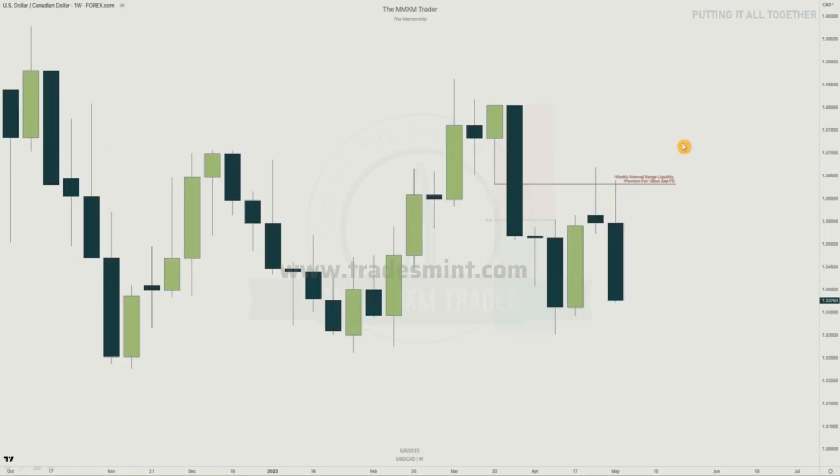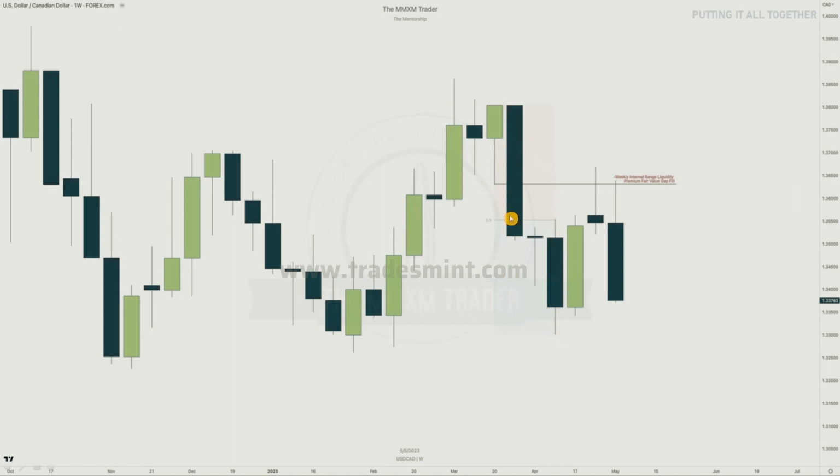Over here we've got a US dollar, Canadian dollar weekly chart. As always, we start off with that long-term perspective. We go from long-term to intermediate term to short-term to frame our bias and setup. So with this long-term perspective, what did we do? We have this premium high into this discount low.